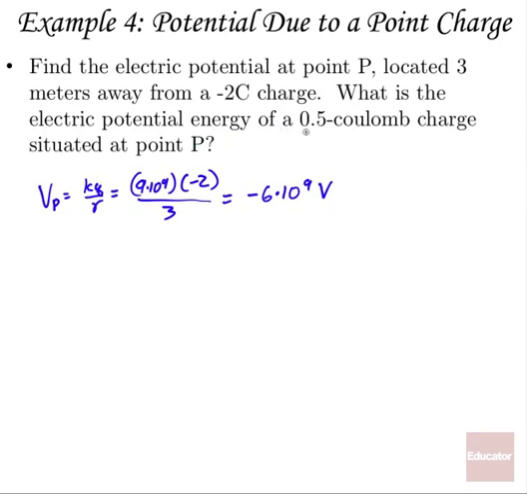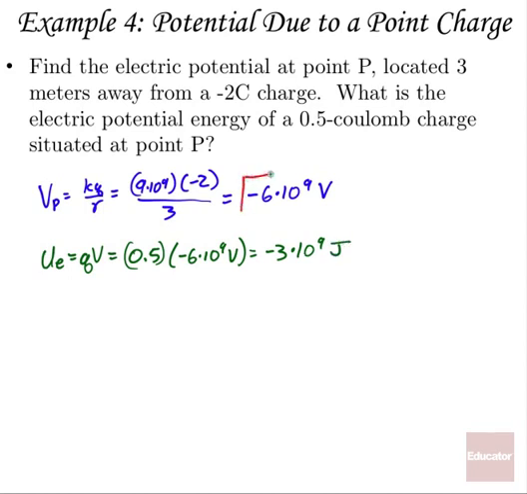What is the electric potential energy of a half coulomb charge situated at that point? Well, the electric potential energy is charge times voltage, or potential, which is going to be 0.5 coulombs times our negative 6 times 10 to the 9th volts, or negative 3 times 10 to the 9th joules. Nice straightforward applications of those formulas.